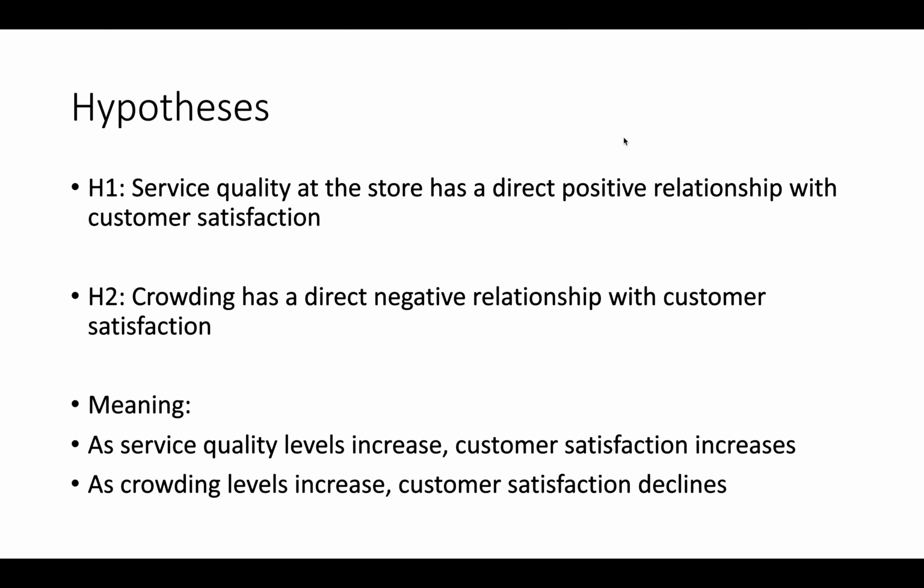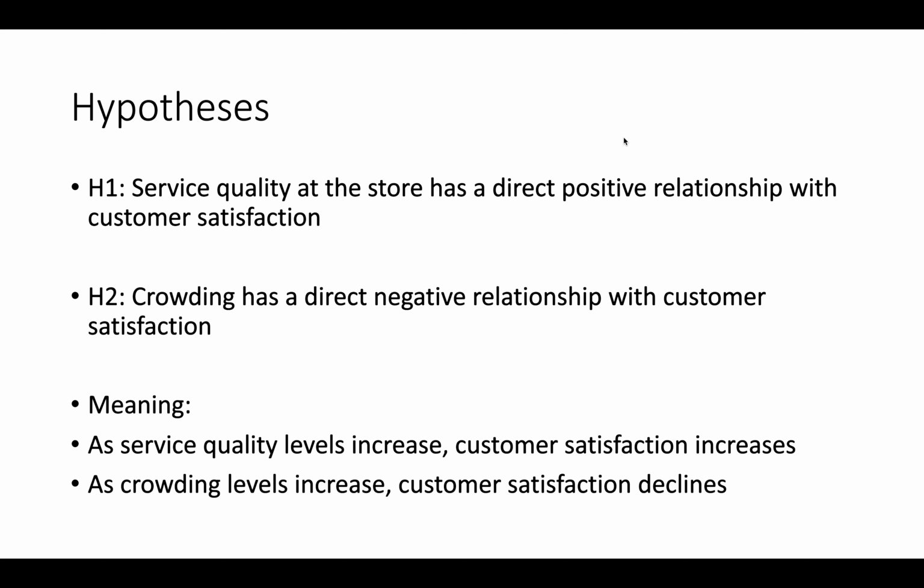So we come up with a hypothesis that speculates the relationship between these variables. So we have two hypotheses. Since we have two independent variables that are connected to the dependent variable, we have two hypotheses or speculations which say that H1, or hypothesis 1, service quality at the store has a direct positive relationship with customer satisfaction. And hypothesis 2, crowding at the store has a direct negative relationship with customer satisfaction.